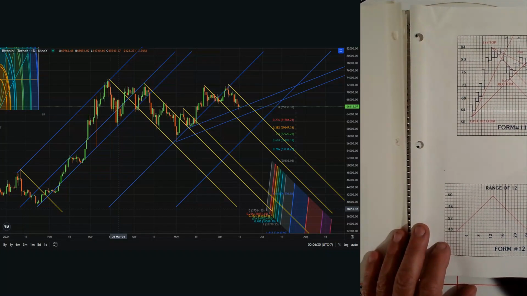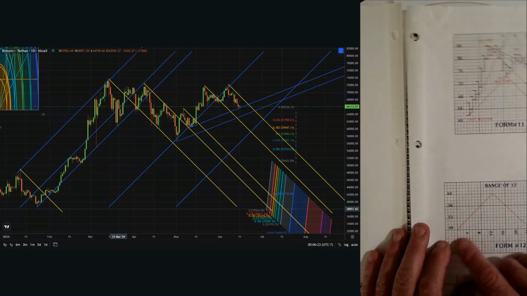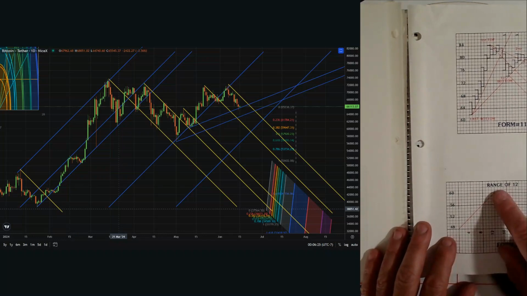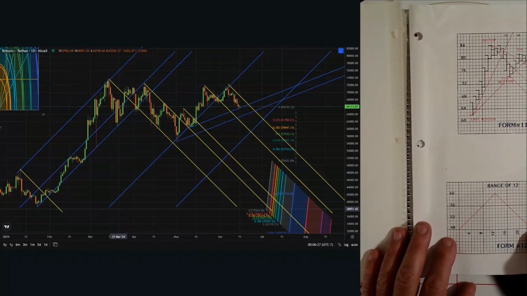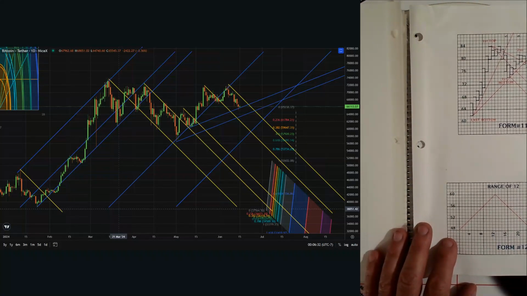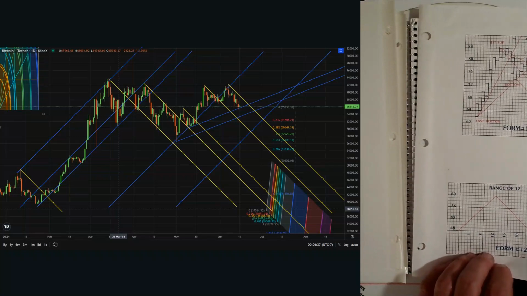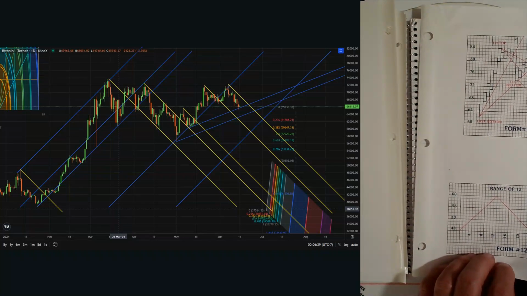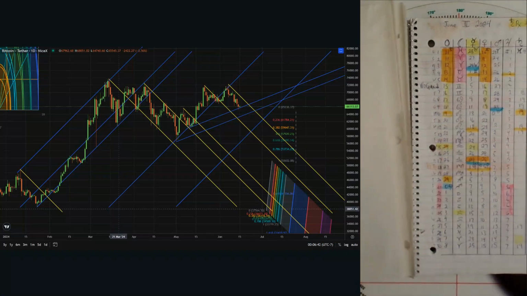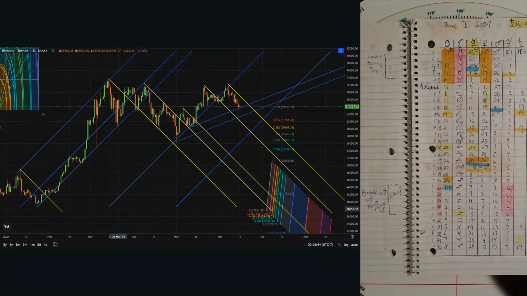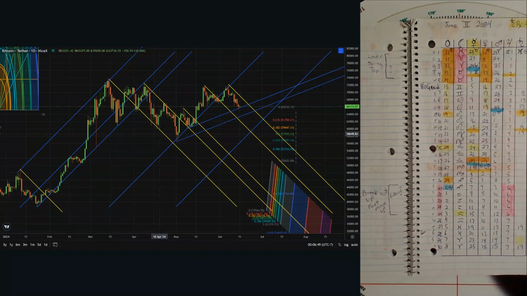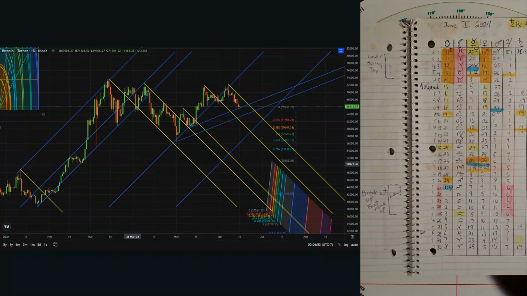So, Form 12. Well, what can I say? If it's a range like this of 16 points or whatever your asset is doing, that's the range of 12, or the range of whatever it is that you would be trading. For instance, right now our range for Bitcoin is 55 and 72.